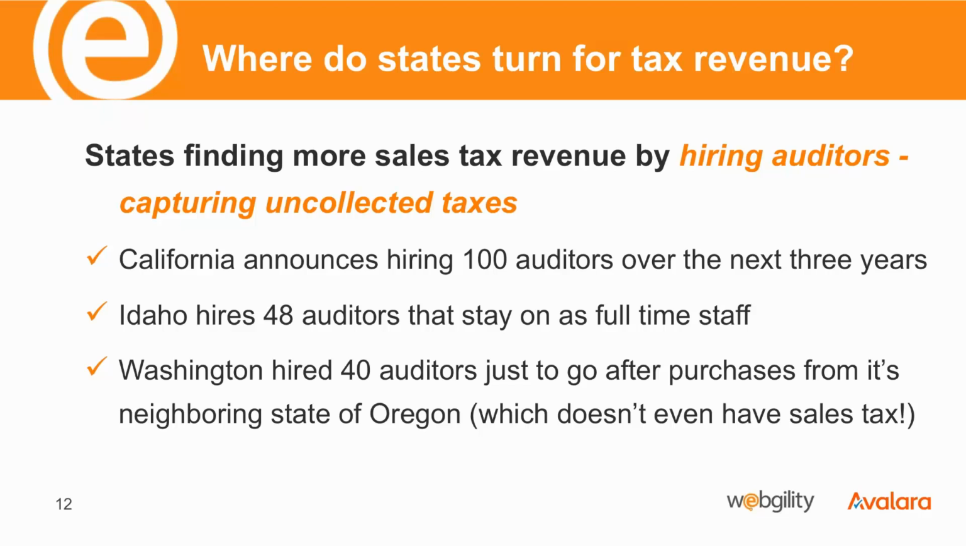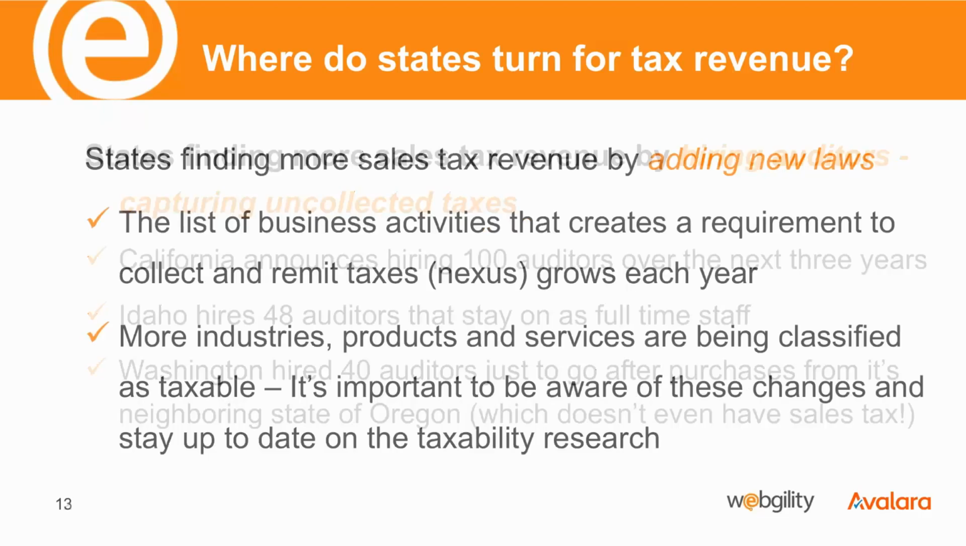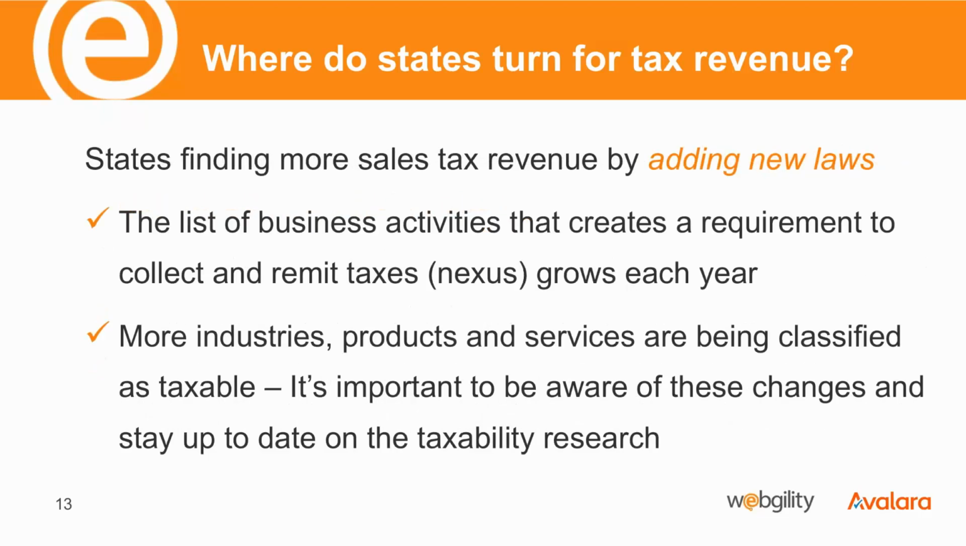The other thing that they're doing to bolster their tax revenue is by adding new laws to the books. So the list of business activities that create Nexus is growing each year. If you look at the tax codes of each state, they define the level of activity within the state that creates an obligation for you to collect and remit sales tax. And so they're expanding that.